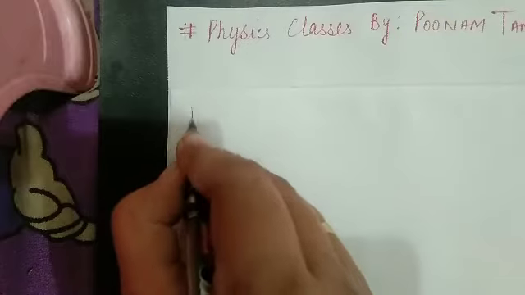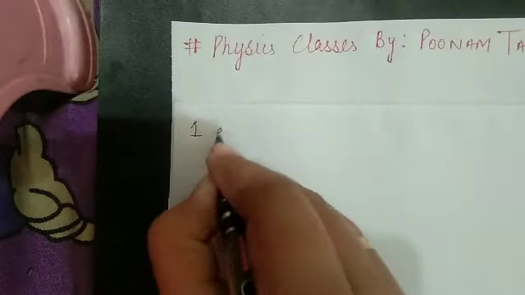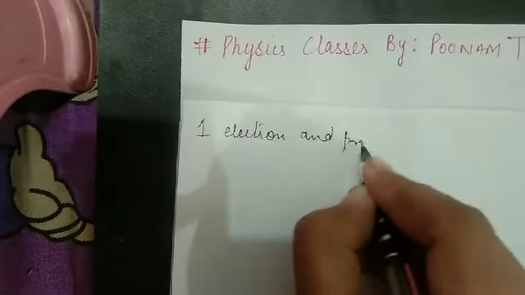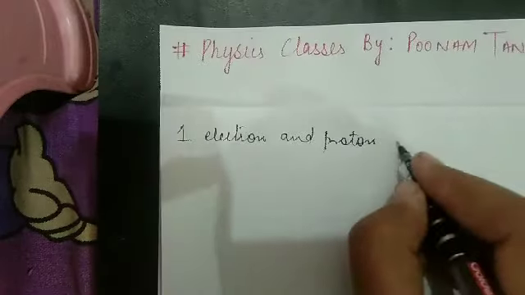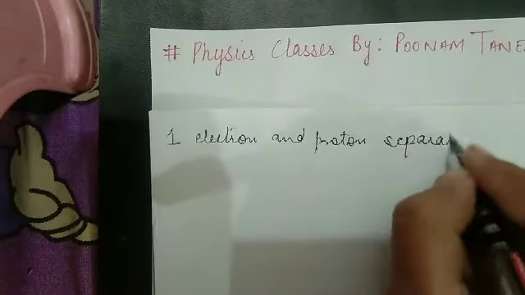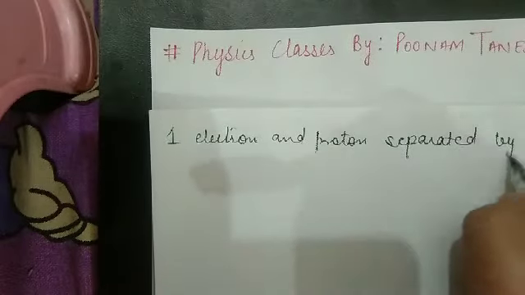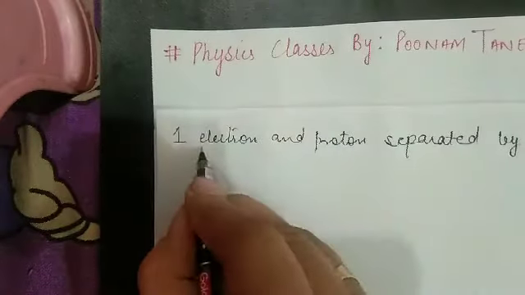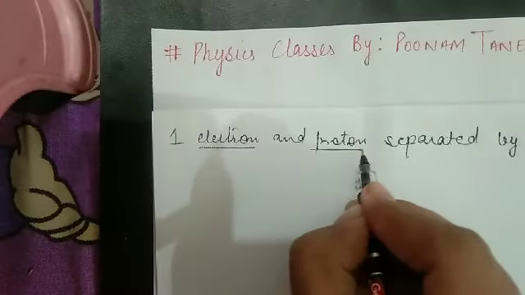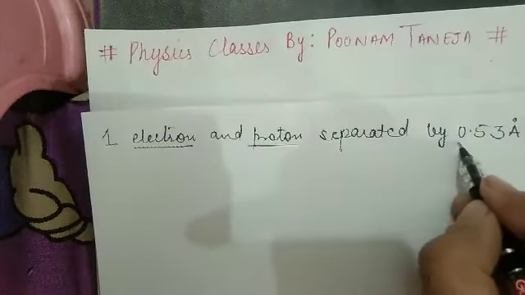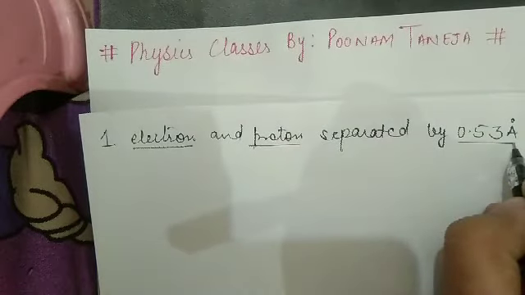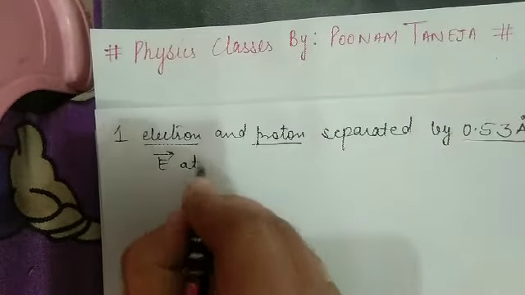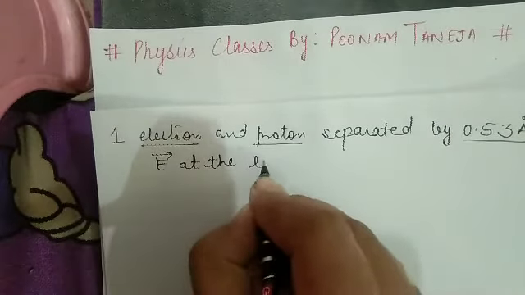So the first numerical is: if there is an electron and a proton, both separated by a distance of 0.53 angstrom. What is given to us up to now? Two charges, the first one is electron and the second one is proton, and the separation between them is 0.53 angstrom. What we have to calculate? We have to calculate the electric field at the location of the electron.